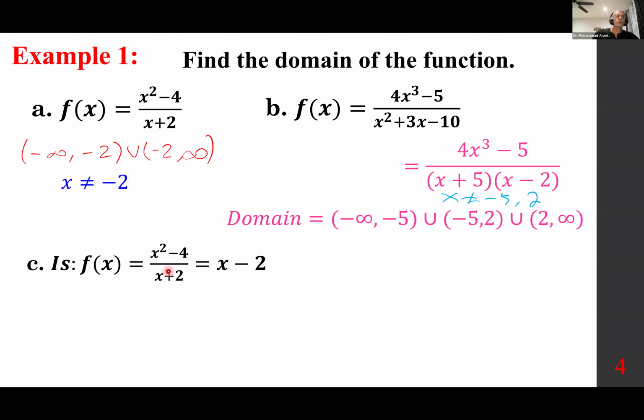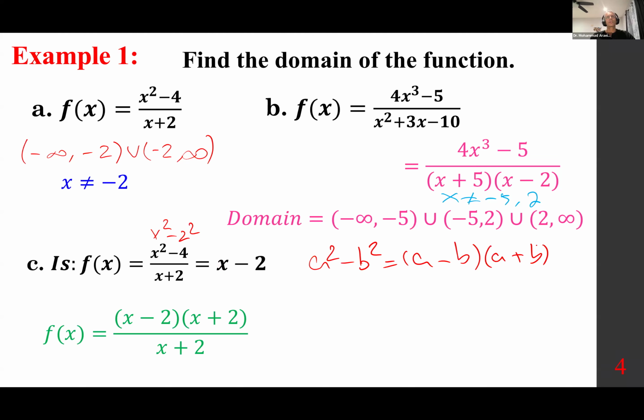In essence, we are going back to this question. Is f of x equals x squared minus 4 over x plus 2 equal to x minus 2? It's a rational function. And remember, even when you want to graph a rational function, the very first step is to put it in its lowest terms. The numerator is the same as x squared minus 2 squared. And we can use a squared minus b squared is a minus b times a plus b, and factor the numerator into x minus 2 times x plus 2. We can cancel these two.